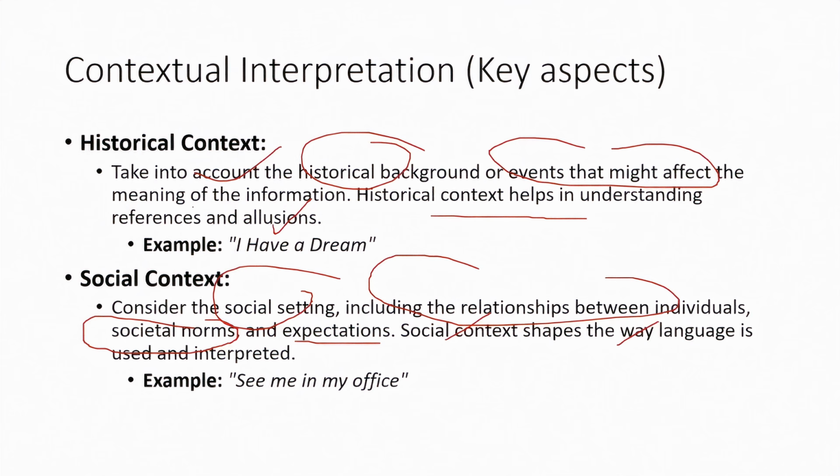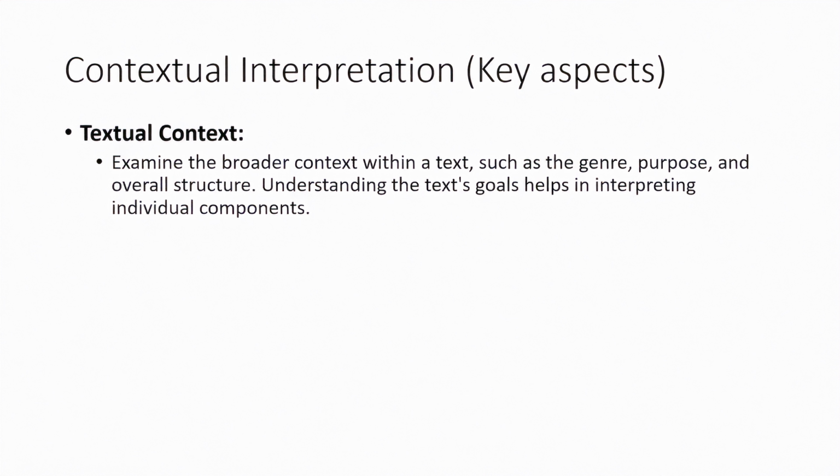Idiomatic meanings are to initiate a conversation in a social setting, usually to ease tension or awkwardness. What is the effect of this one? It makes communication more vivid, helping convey the idea of easing an uncomfortable situation in a casual, relatable way. Next one is textual context. Examine the broader context within the text, such as the genre, purpose, and overall structure. Understanding the text helps in interpreting the individual components.